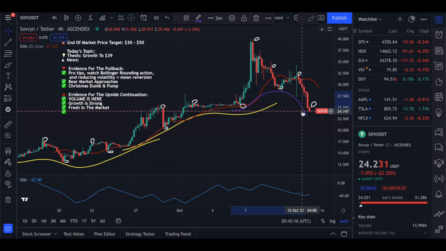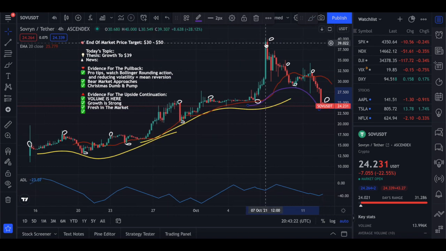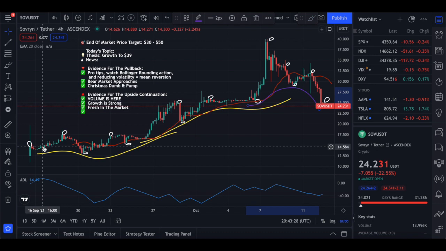There's definitely a lot of volume, and the growth is definitely strong because it's on an upward trajectory, especially towards its all-time high. It was just on a constant growth trajectory. It was non-stop, and that's really impressive that the volume is strong. The growth is definitely strong. And it being fresh in the market, naturally there's a lot of hype around this crypto, and the hype isn't going to go away anytime soon.